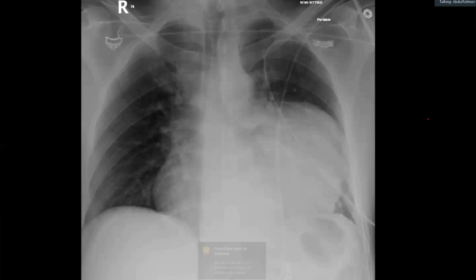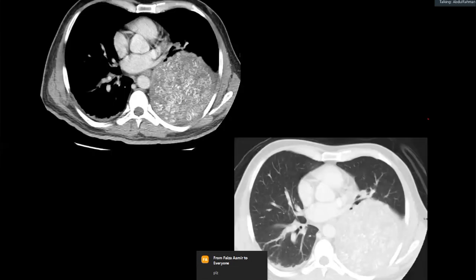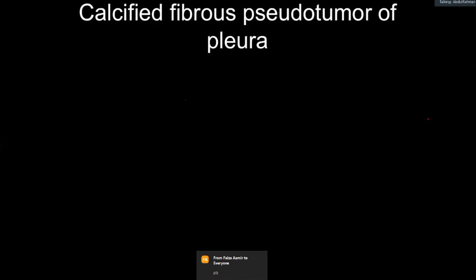Okay, I'm going to stop you here. Not an easy one. It's not a classical pleural-based mass. So this is indeed a pleural-based mass. Okay. And this is a calcified fibrous tumor of the pleura. But again, the final diagnosis is not important.